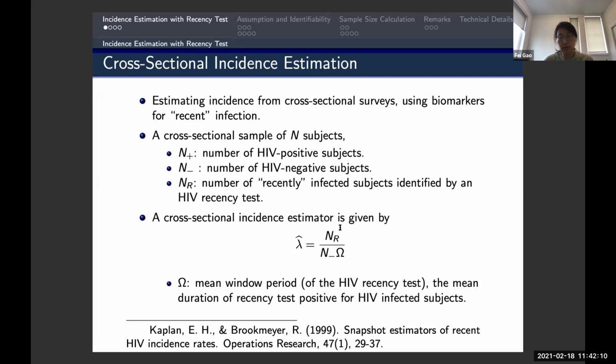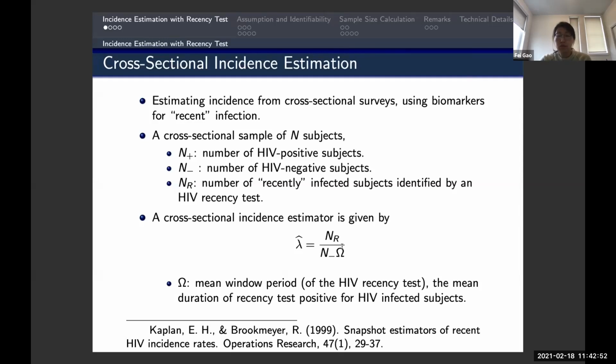It is quite simple. In the numerator, we have the observed number of total recently infected subjects. And in the denominator, we have two terms. One is the number of HIV negative subjects, and the other is a parameter related to the recency assay property, which is called the mean window period. It is the mean duration of recency test positivity for HIV infected subjects. One intuitive way to understand this estimator is that we are dividing the total number of recent infection events by their total person-years spent in that recency period. Therefore, we obtain an estimate of incidence by this estimator.